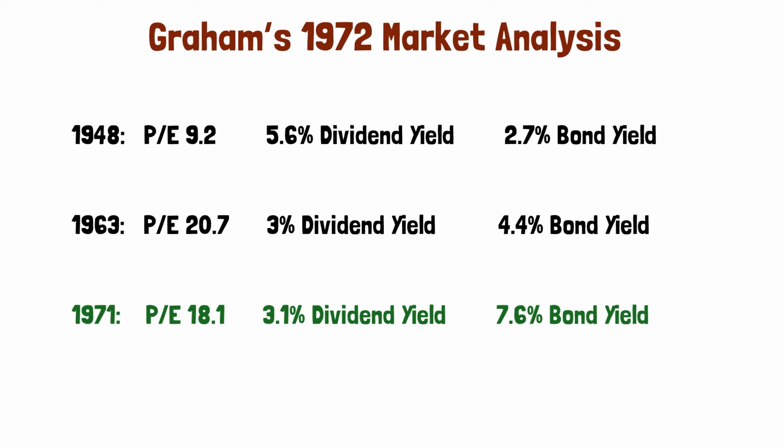Stocks yielded twice as much as bonds. By 1971, the bond yield had gone up to 7.6%, while the stock dividend yield was only 3.1%. Safe bonds were now yielding more than twice as much as risky stocks. Graham's final judgment was that this completely cancelled out any apparent bargain in the PE ratio. This led him to conclude that the market was unattractive from the standpoint of conservative investment.